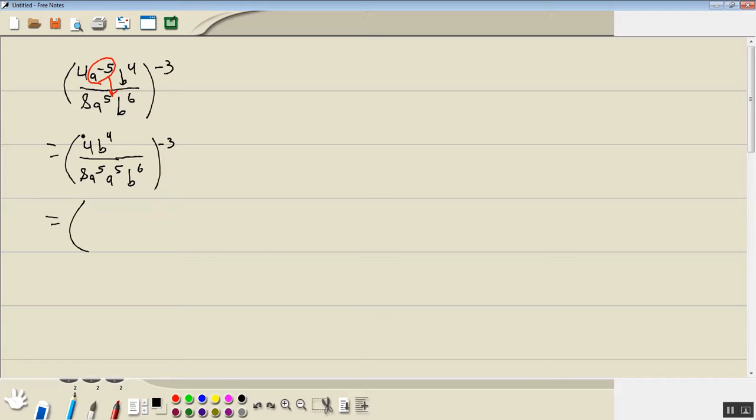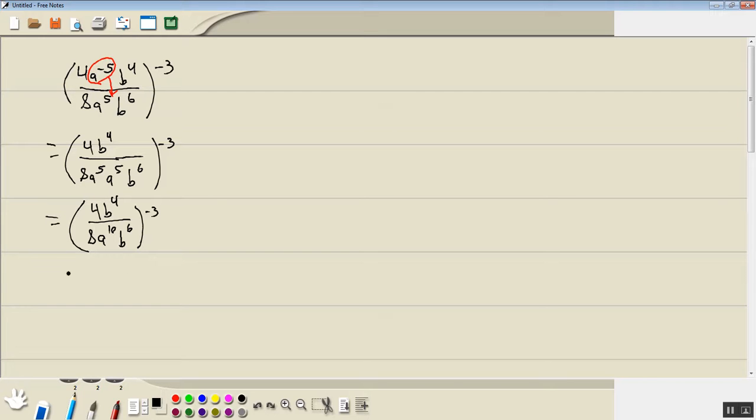Now order of operations says do the top, do the bottom, then handle the fraction. So let's do it that way. Here we have a to a power times a to a power. You're going to add the exponents. 5 plus 5 is 10. B to the 6 to the negative 3. Now there's no more simplifying to do on top or bottom.